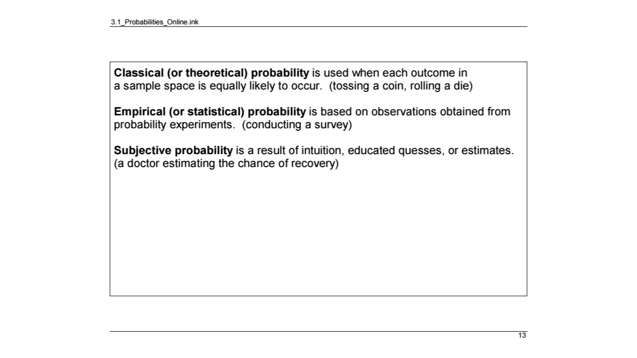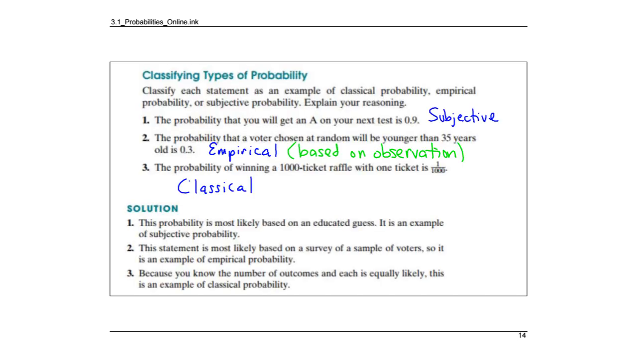Okay, so we have three different kinds of probability. We have classical probability, that's like tossing a coin, rolling a die, picking a card. We have empirical probability, that's if we're doing a survey or if we're observing. And then subjective is based on intuition, educated guesses, or estimates. So a few of your homework problems are going to ask you which kind of probability you have.